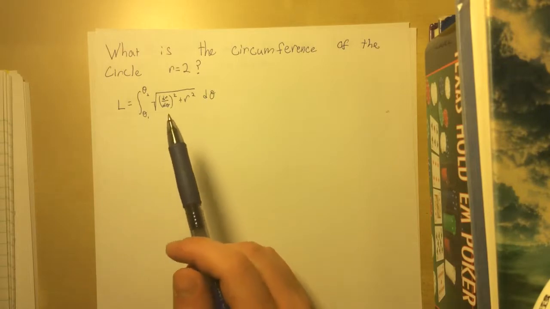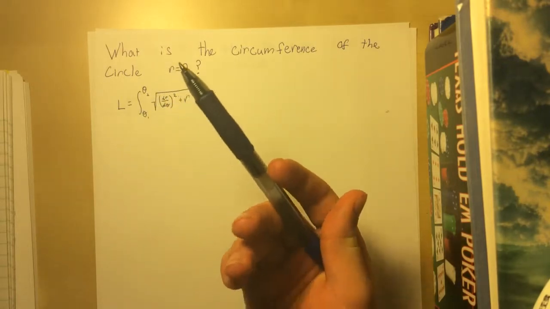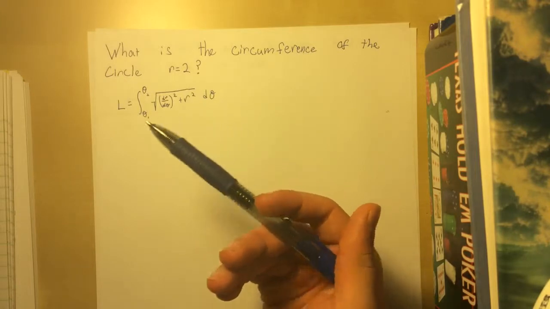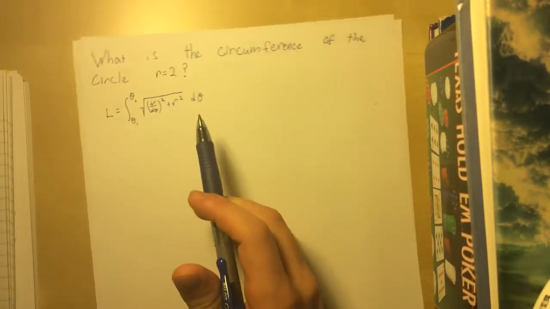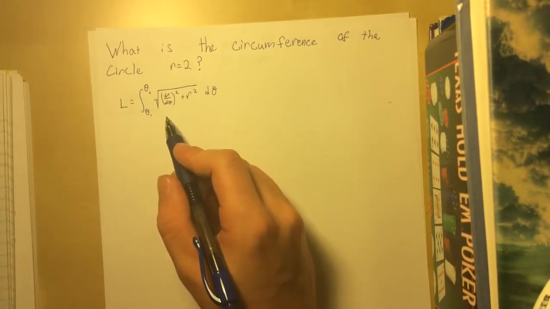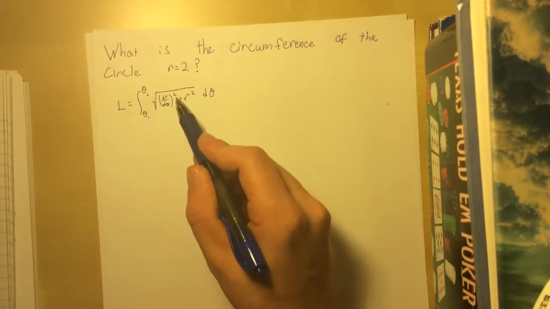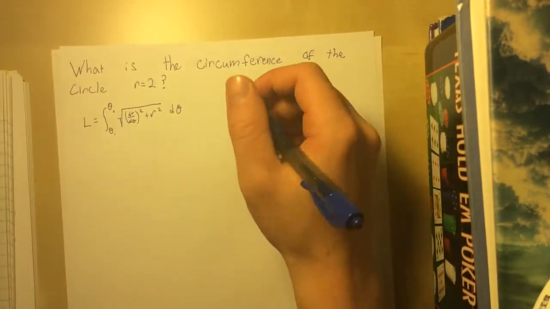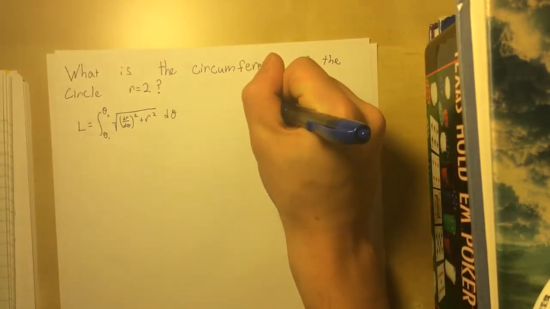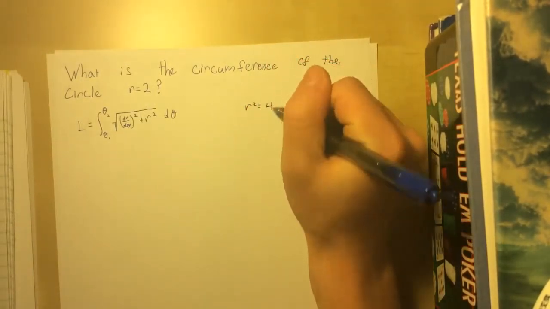Well, let's try to figure it out using our arc length, and now that we know the answer, which should be 4 pi, we can check ourselves. Here's just a reminder of the equation of the arc length formula. So let's find out what this dr d theta squared and what this r squared is. Let's start with r squared. That one's easy. If r is 2, r squared is 4.